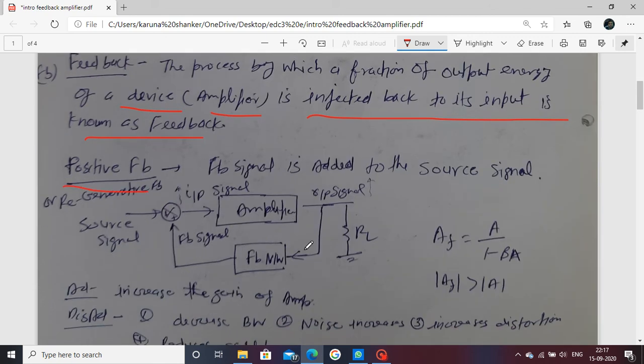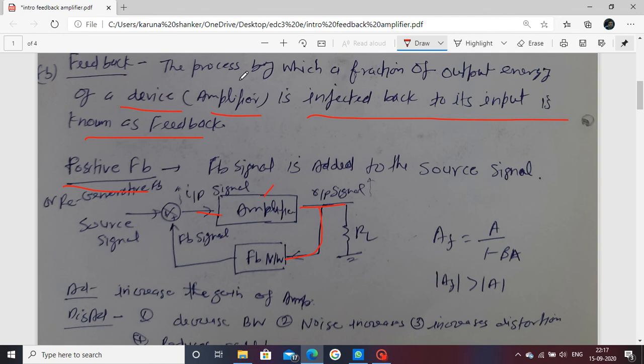Here is the circuit diagram. You see here, there is one amplifier. Now a closed path is used here. This is the input, your input signal, and the output signal comes across here. This is the load resistance. Now a fraction of this output signal is injected back to the input side.